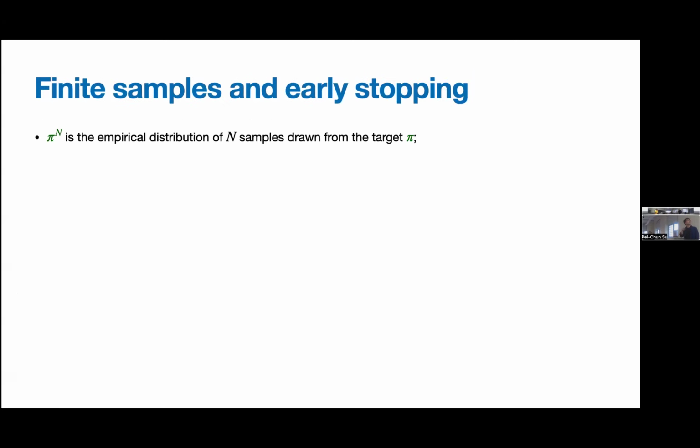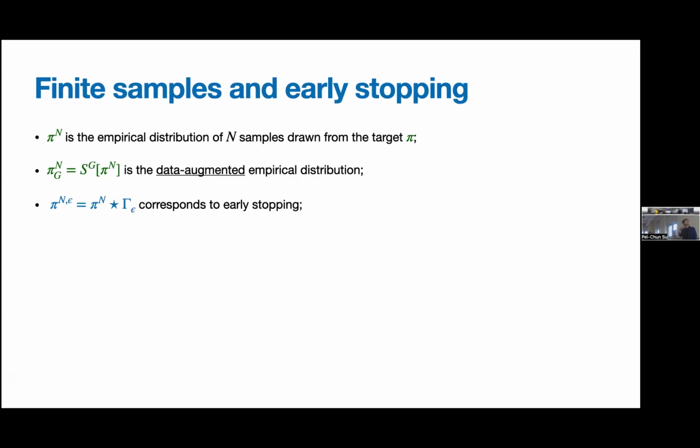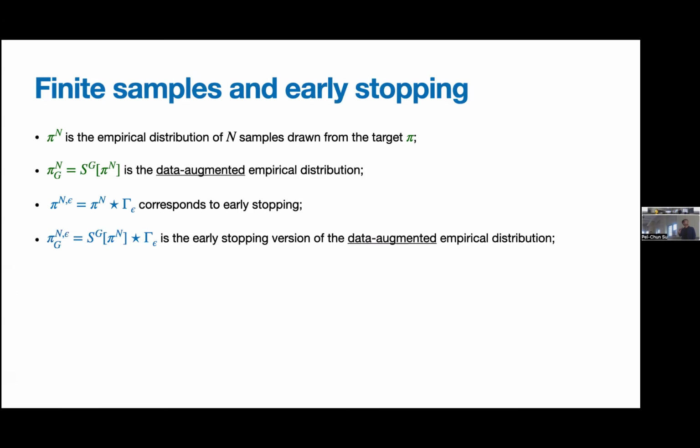So in practice, we only have finite samples, n samples drawn from the target distribution pi. If we want to do data augmentation, we denote it as pi gn. Basically, we symmetrize over all the n samples. Because these n discrete samples do not have a well-defined score function, we typically diffuse them for epsilon time, which is equivalent to convolving with the heat kernel for epsilon time. Similarly, we can diffuse the symmetrized or data-augmented samples for epsilon time.